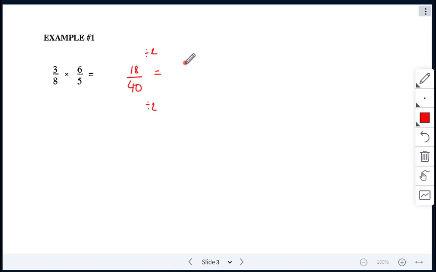So 18 divided by 2, that gives me 9. And then 40 divided by 2, that gives me 20. So take a look at this fraction. Can it be reduced any further? We can't reduce it any further, so that would be your final answer. So that's the first method, is just go ahead and multiply your numerators, multiply your denominators, and then reduce. The only problem with that method is you might run into very, very large numbers, and it'll take a long time to reduce at the end.